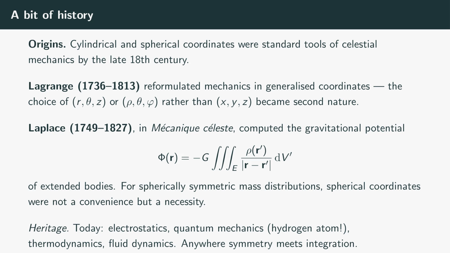Lagrange's intellectual heir Pierre-Simon Laplace, in his 5-volume Mécanique céleste, did the heavy lifting that turned this into a working science. Computing the gravitational attraction of an extended body, a planet, the sun, a tidal bulge, means evaluating a triple integral of G times mass density divided by distance. For spherically symmetric mass distributions, doing this in Cartesian is nearly impossible. Doing it in spherical coordinates yields Newton's shell theorem in a few lines. The same triple integrals are still the backbone of physics today. Electrostatics, the Schrödinger equation for the hydrogen atom, fluid dynamics, thermodynamics. Anywhere symmetry meets integration, cylindrical or spherical coordinates are the right hammer.